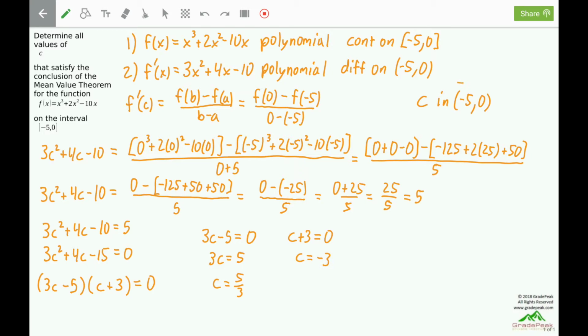We were guaranteed there was going to be at least one c, perhaps more, in the interval from negative 5 to 0. We only want to keep those that are in that interval. The first one, 5/3, is a positive number, and it's not in the interval between negative 5 and 0. So this one will not be included. The second one, negative 3, is in that interval. We were guaranteed there's at least one. There may be more. We ended up with 1. C equals negative 3. That satisfies the conclusion of the mean value theorem.